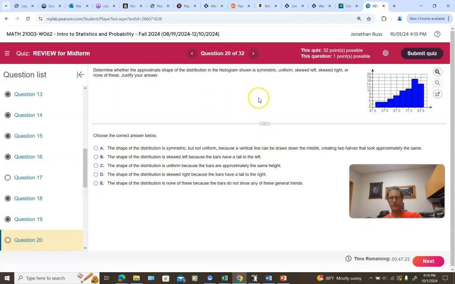Number 20, very similar problem here. This is a left skewed distribution. It's left skewed because the bars have a tail to the left.